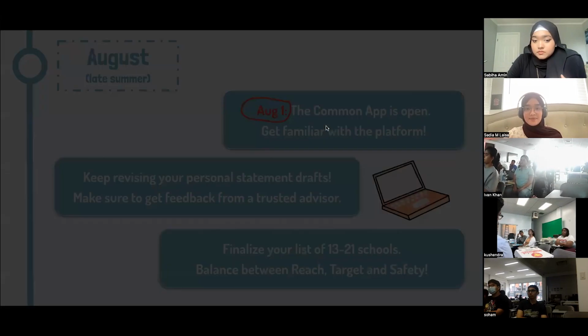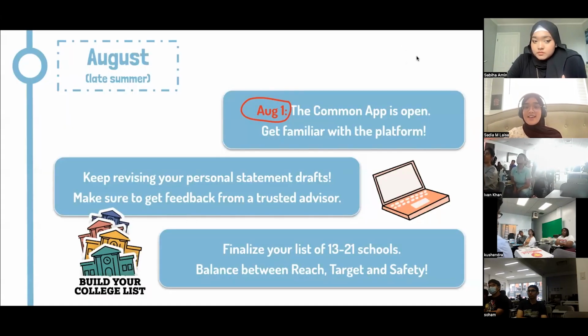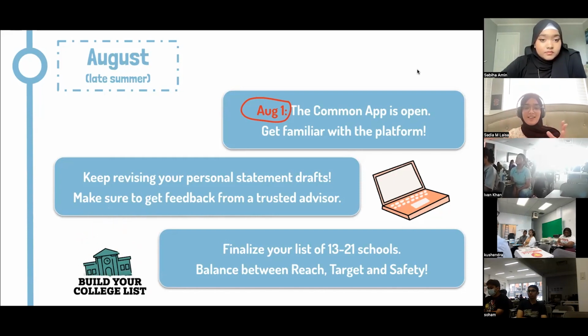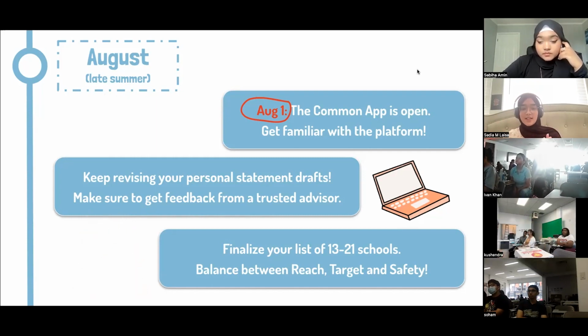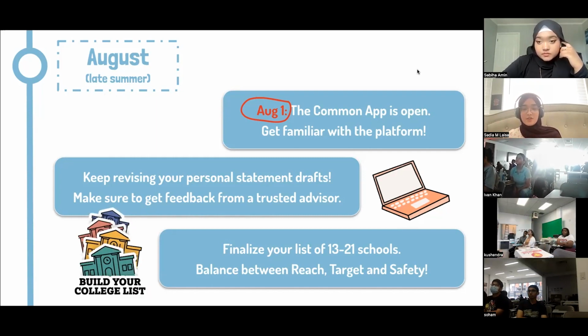Okay. So August is when the Common Application opens. It's when things start to get kind of real, and this is when you can get familiar with the platform. It's never too early to get familiar with everything. If you have time, try to fill out the logistical information, like your name and your address. This is also the time to start revising or making more drafts of your personal statement.